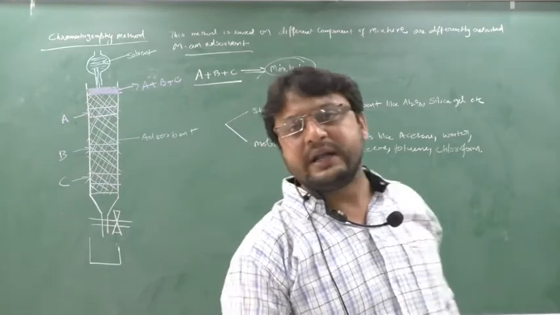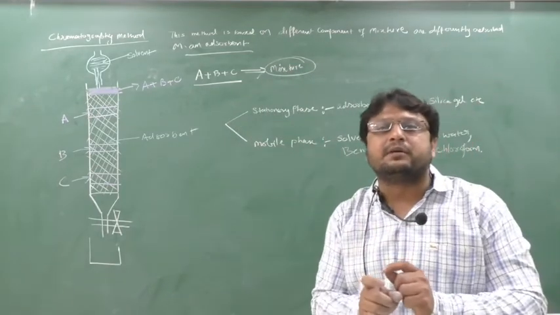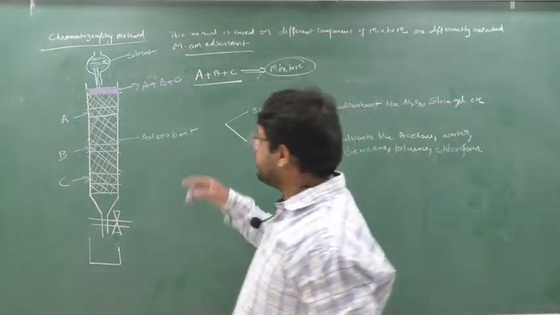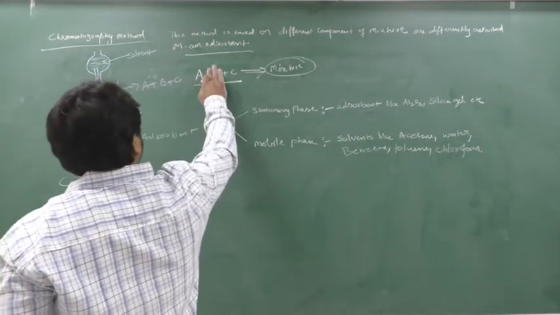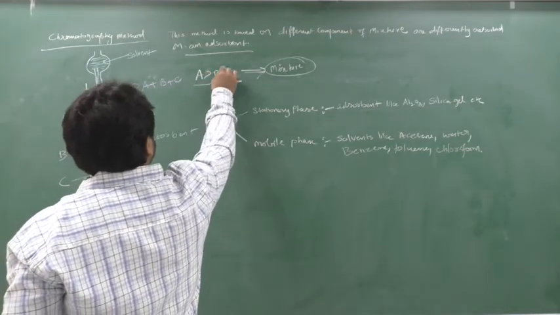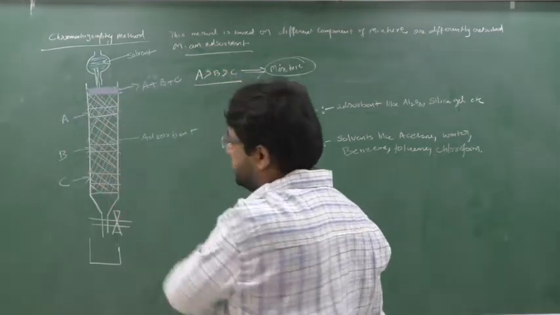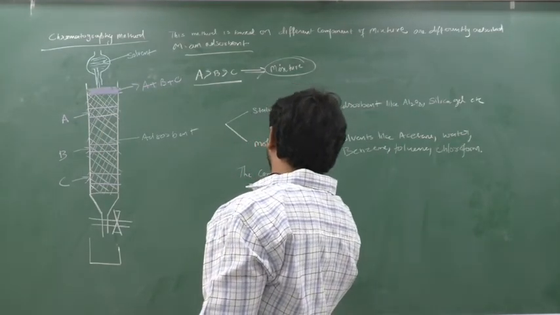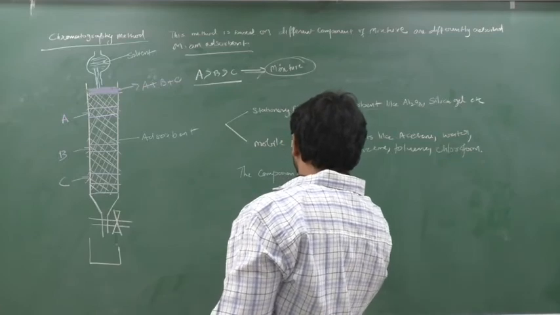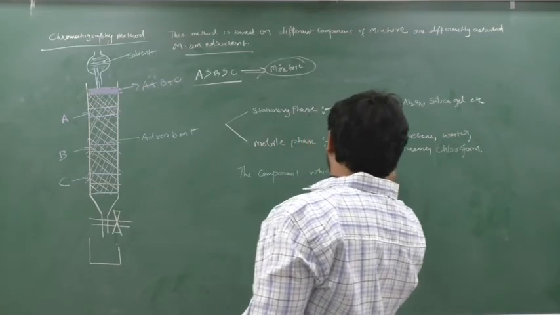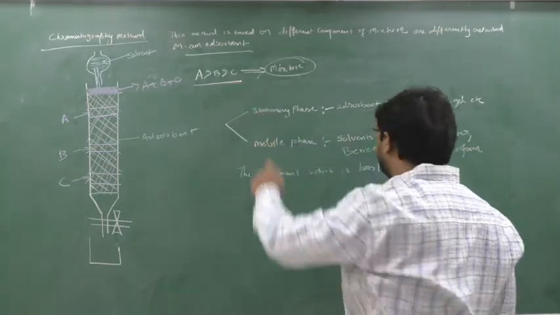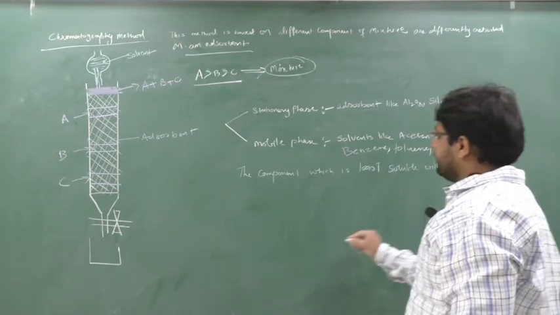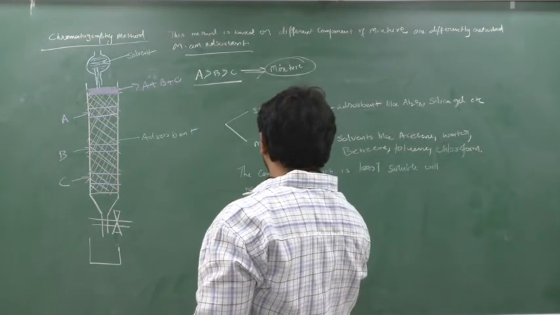So this is the modern technique to separate the different components from a mixture. This is called the chromatography method. Clear this part? Now, if I say the solubility of A is more than B, then C, then this position will arise. So I can say that the component which is least soluble, now beta, from this who is least soluble? This C. The component which is least soluble will move first, will move fast, will move out first.